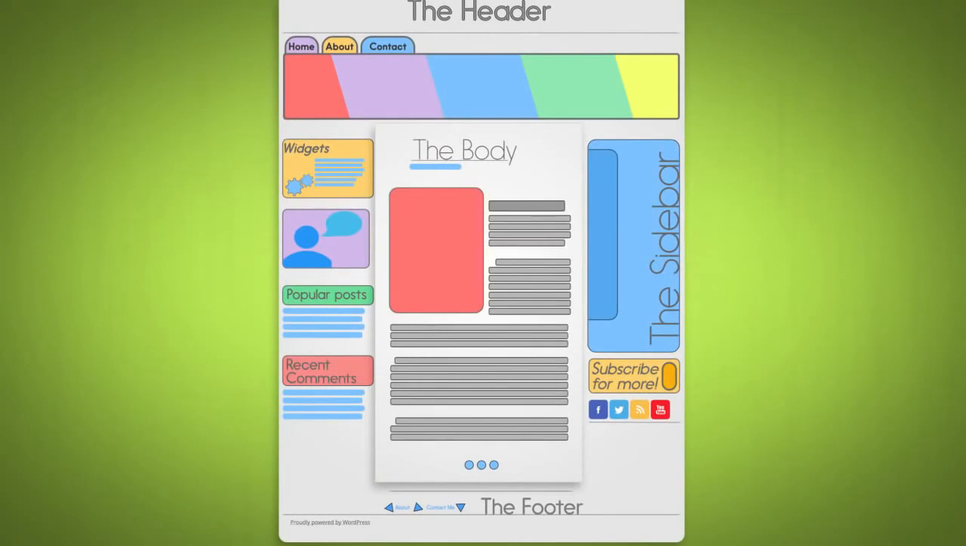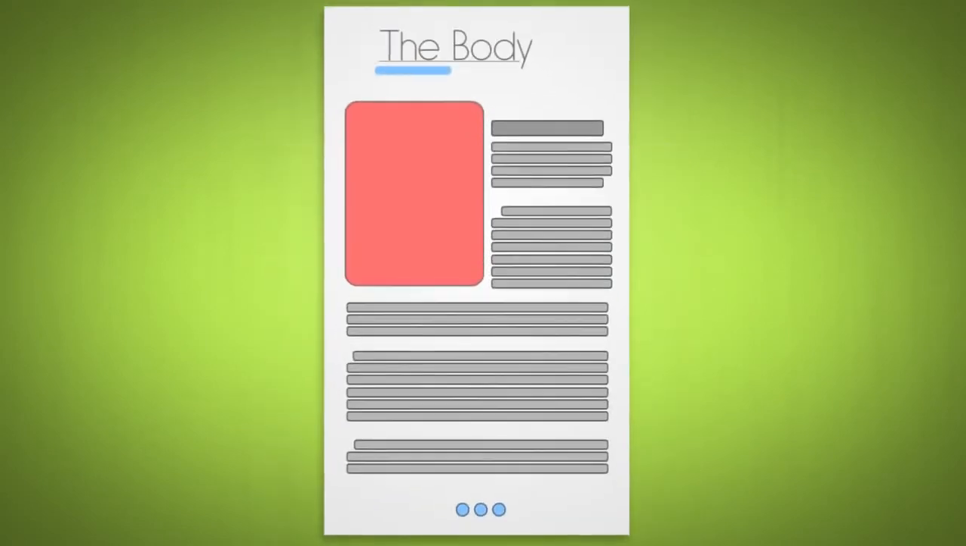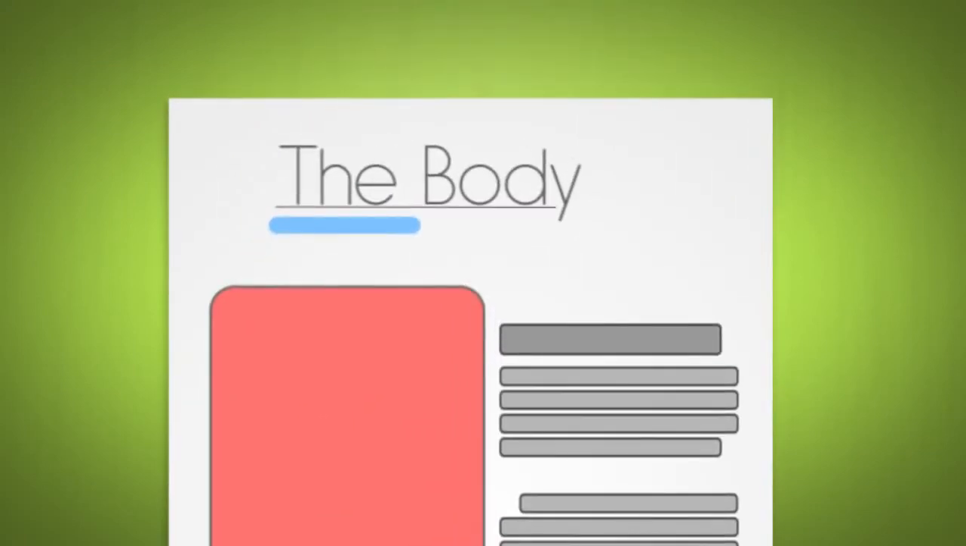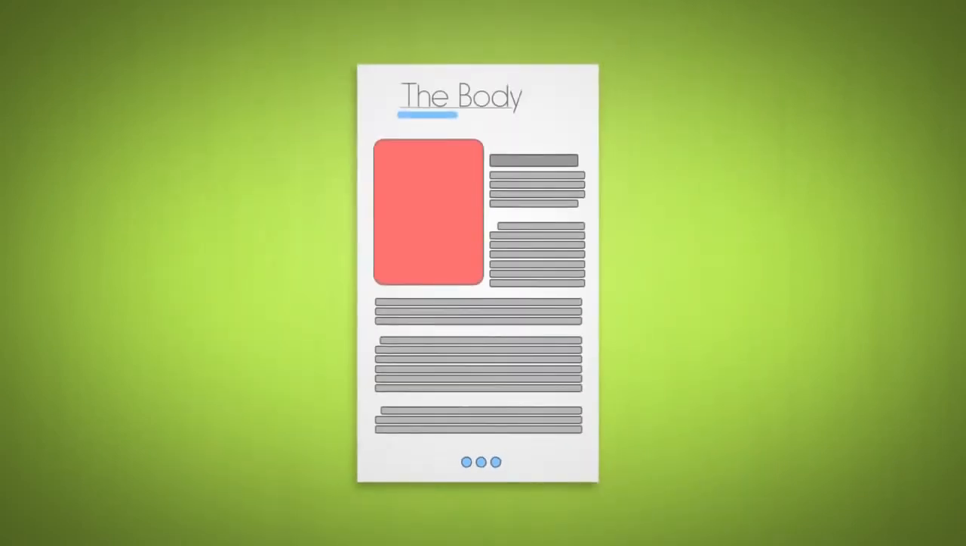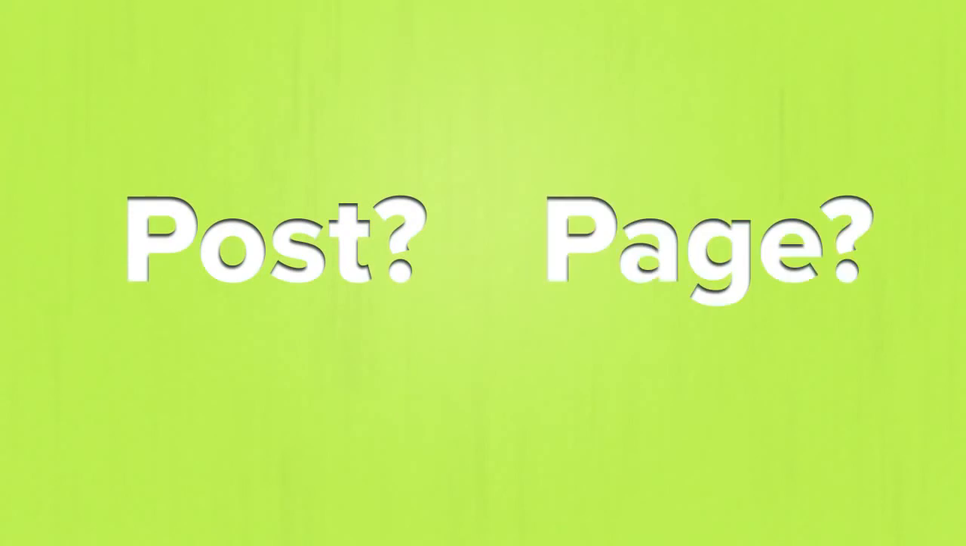Lastly, the most important area of your blog is the body, the main content area. Usually, this is the primary reason people have come to your blog. It's where your thoughts and ideas come to life as you share them within the post or page the content lies within. Post? Page? What's the difference?